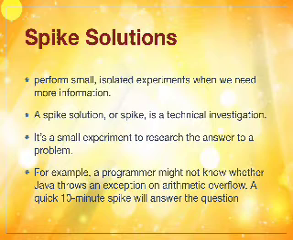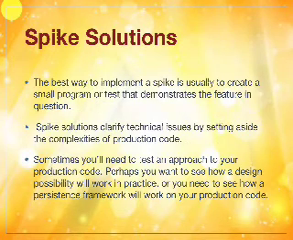For example, a programmer might not know whether Java throws an exception on arithmetic overflow. So the idea is to create a particular piece of code that creates a scenario of arithmetic overflow, and you then check whether Java is throwing an exception or not. This will give you a concrete answer when you are uncertain. The best way to implement a spike is usually to create a small program or a test that demonstrates the feature in question.